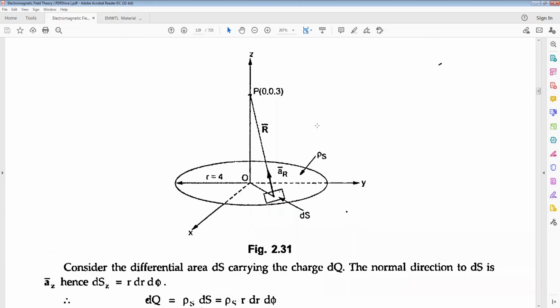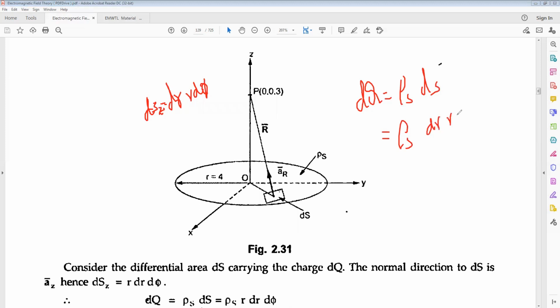Okay, this is a circle we have. The differential charge is dq equal to rho s into ds. This is in the cylindrical coordinate system. We can observe the ds z bar has no z component, having only r dr into d phi. There is no z component, since it is the differential surface area normal to the z direction. So dq is equal to rho s into r dr d phi.